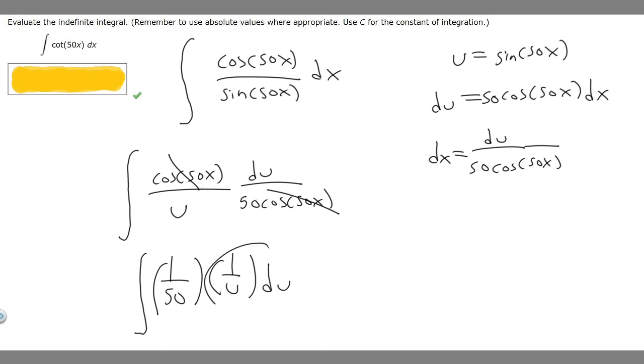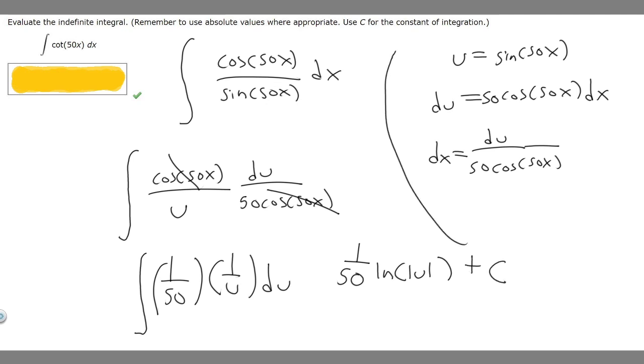So the antiderivative of 1 over u, we should know that the derivative of ln of u is 1 over u, right? So it's basically the same in reverse, except it's the ln of the absolute value of u. So the antiderivative of 1 over u is the ln of the absolute value of u. And then we have the 1 over 50, right? So we just multiply it. Our constant stays the same. And then we got to add plus c, right? Because we're finding the antiderivative. It tells us to use c.